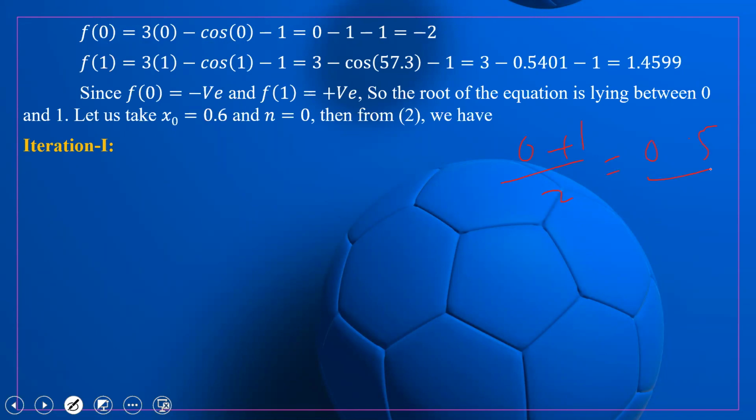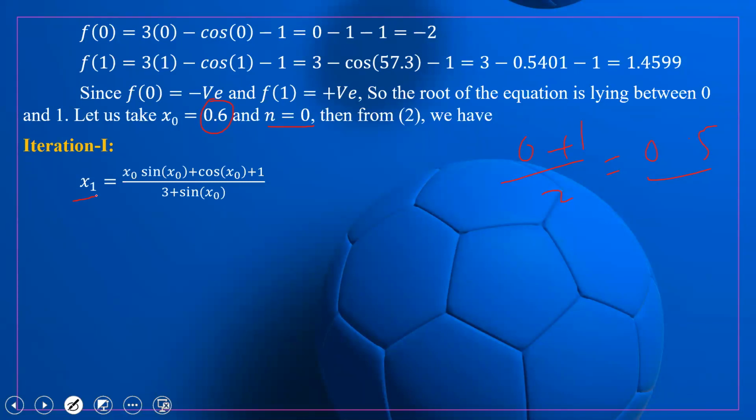So now let us take another value and experiment. Let us see what will happen if we put x equal to 0.6. Let us take iteration number 1. Iteration number 1 means we have to put n equal to 0.